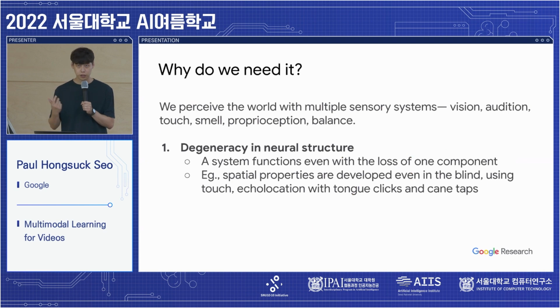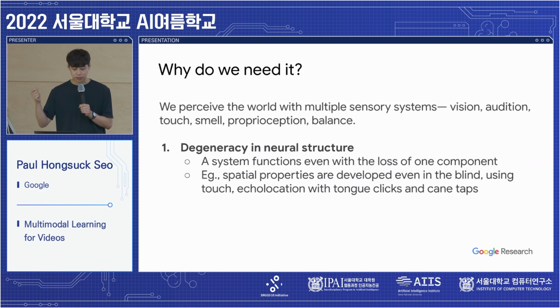Then why do we actually need to use multiple modalities? We can take the human as a good biological model to benchmark. As we know, humans perceive the world with multiple sensory systems. It's not just vision, but also audition, touch, smell, and so on. And as you can see, they actually work together when we look at how humans behave.